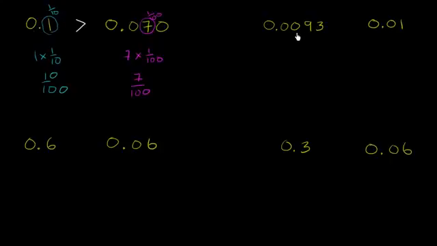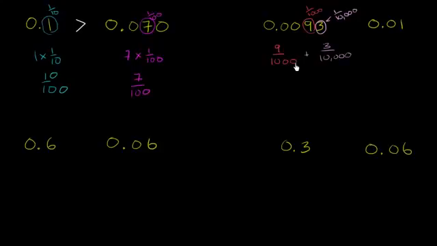So here we have 0.093, and here we have 0.01. So let's think about this a little bit. This 9, let me get a new color here. This 9 is not in the tenths or the hundredths, it's in the thousandths place. And this 3, I'm running out of colors again, this 3 is in the 10,000ths place. So you could literally view this as 9 thousandths plus 3 10,000ths.